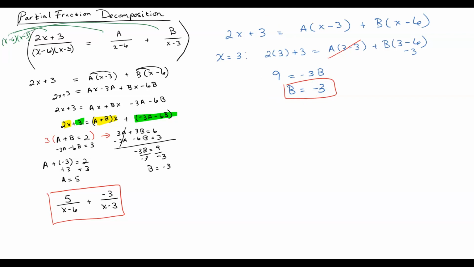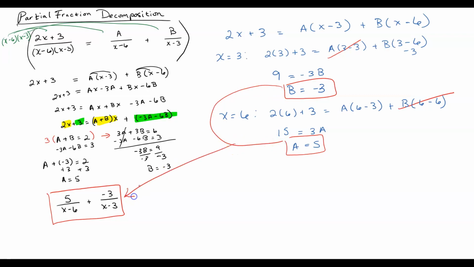Then I pick another value for x, and I'm going to pick x = 6, and you'll see why in a minute. 2(6) + 3 = A(6 - 3) + B(6 - 6). Now you see it, it eliminates the B term. So what do we have here? 2 times 6 is 12, plus 3 is 15, equals 6 minus 3 is 3, so 3A, and A equals a positive 5. And this brings us to the same conclusion as over here.